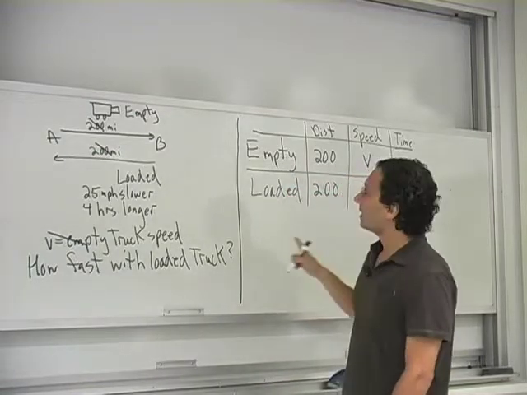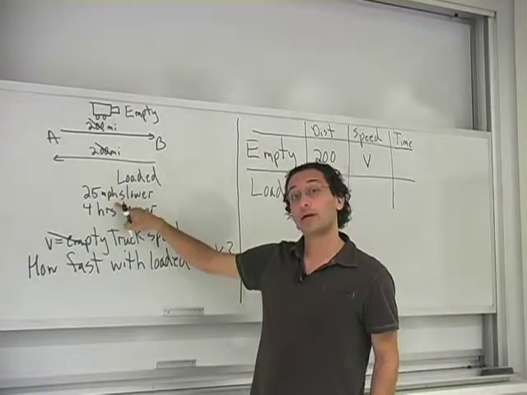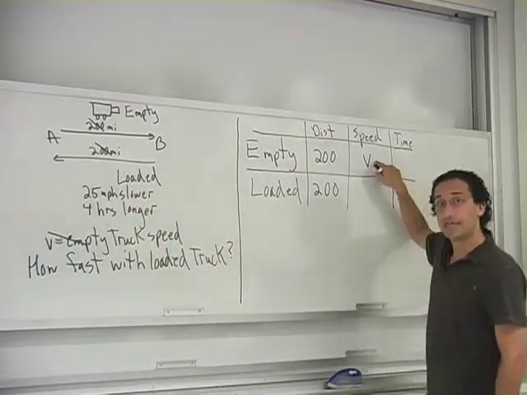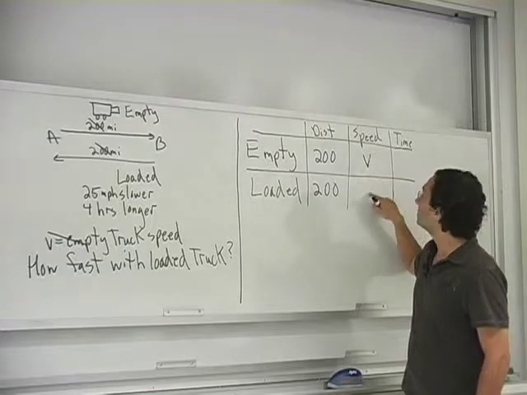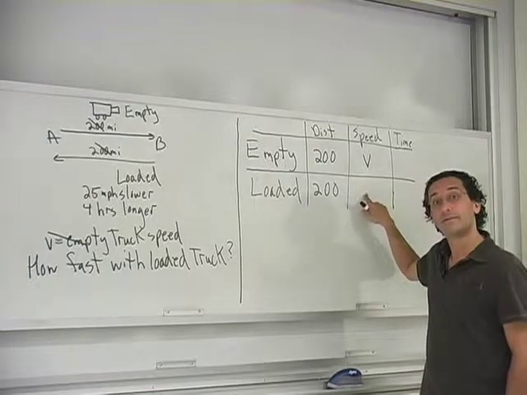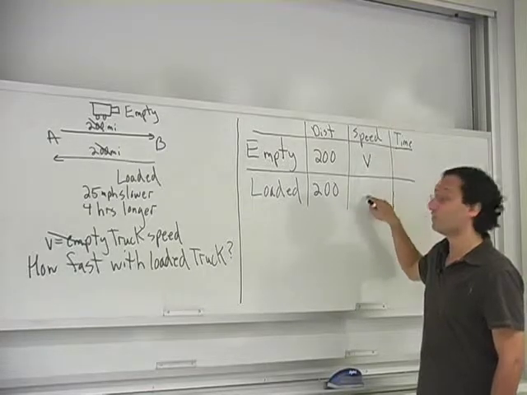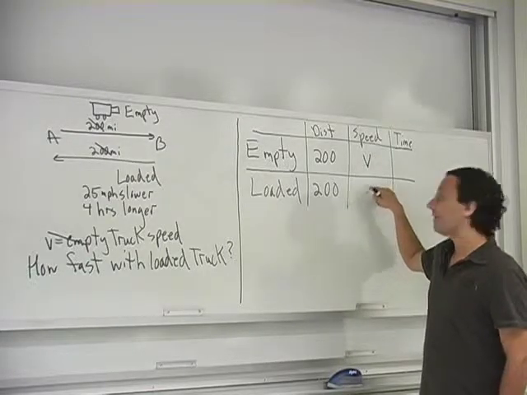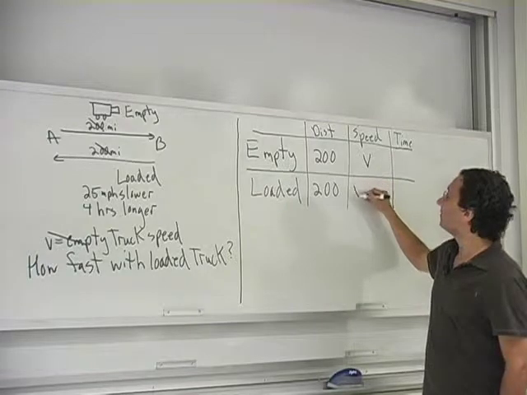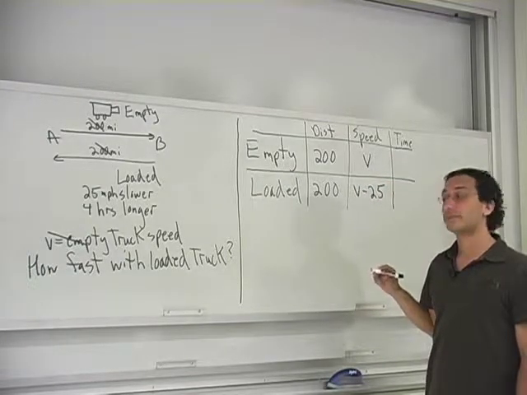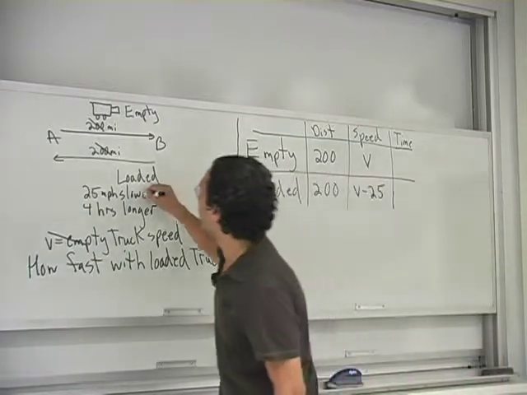The loaded truck is 25 miles per hour slower. So if this were 70, this would just be 45. If this were 40, this would be 15. If this is v, then this is v minus 25. It's going slower. Great. So I've now crossed this out.